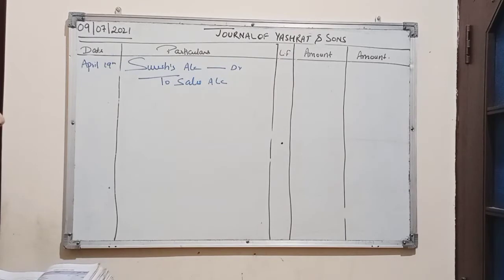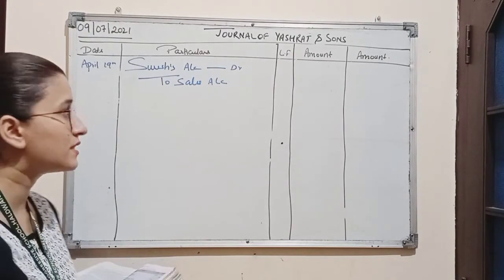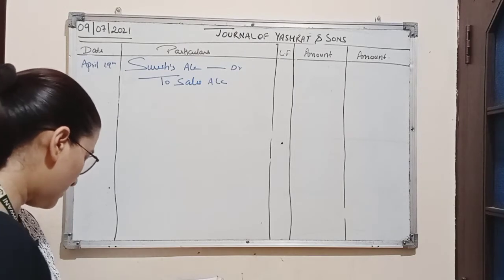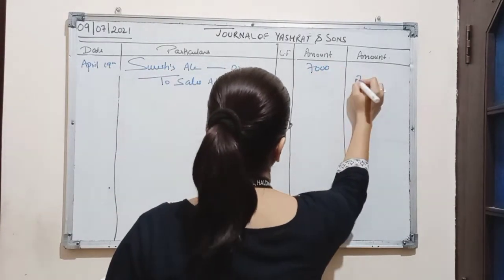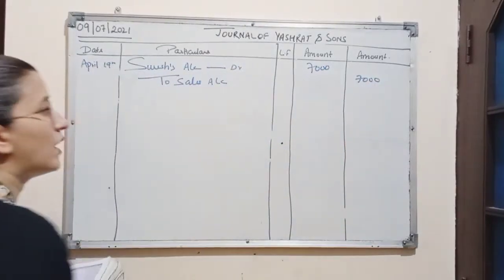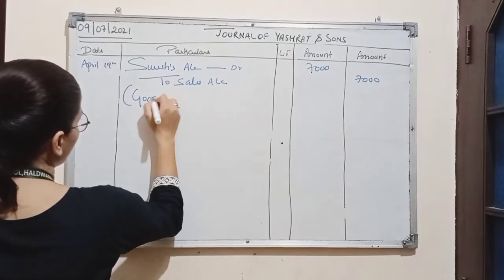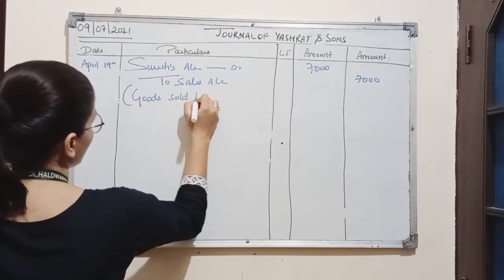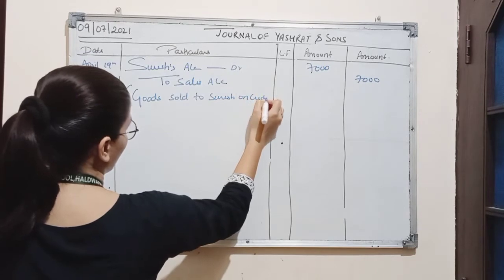So entry for this transaction will be Suresh account debit to sales account. Amount is rupees 7,000. Now narration for this transaction will be goods sold to Suresh on credit.